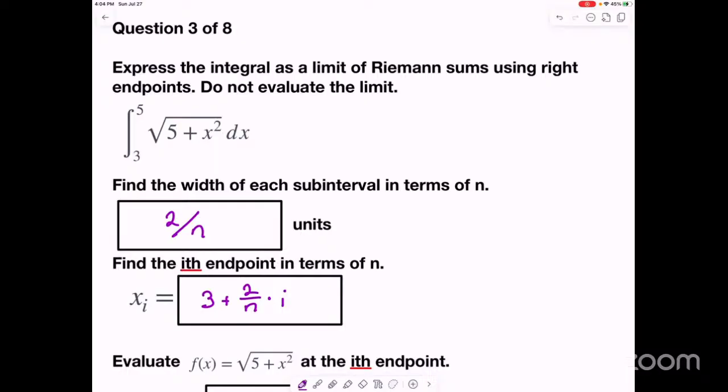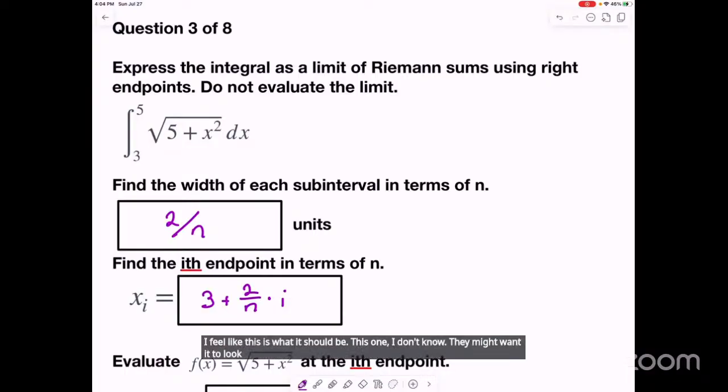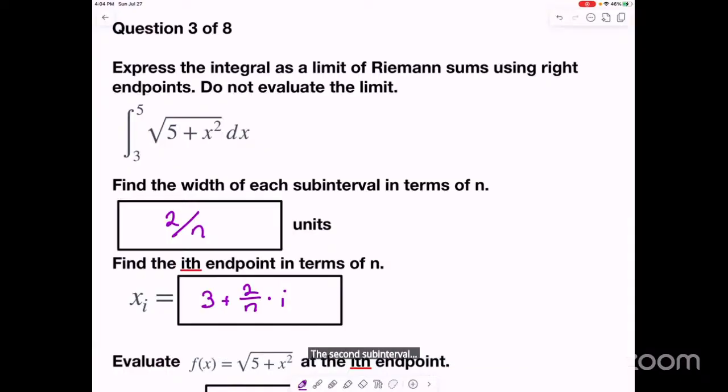I feel like this is what it should be. This one, I don't know. They might want it to look a little different. I might need to make an adjustment. Let me think about it just for a moment longer. The second subinterval, 2 times that. I'm going to go with this. It might not accept this.